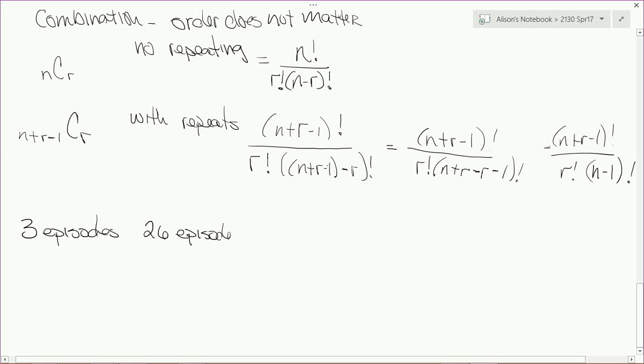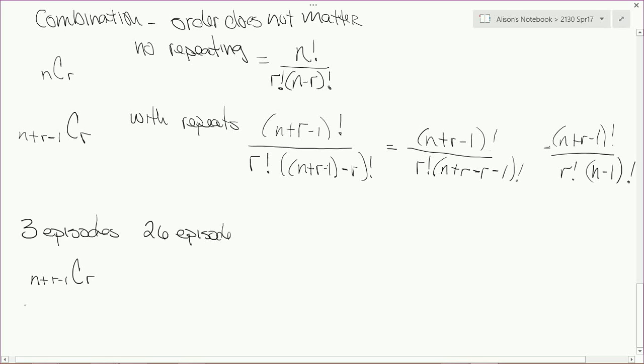Well, given the fact that the order that I watch them doesn't matter, given the fact that watching it doesn't remove it from the population, in theory, I could watch the same episode 3 times in a row if I really, really love that episode. We are going to use the formula for combination with repeats, which means that I'm going to choose n plus R minus 1, choose R.